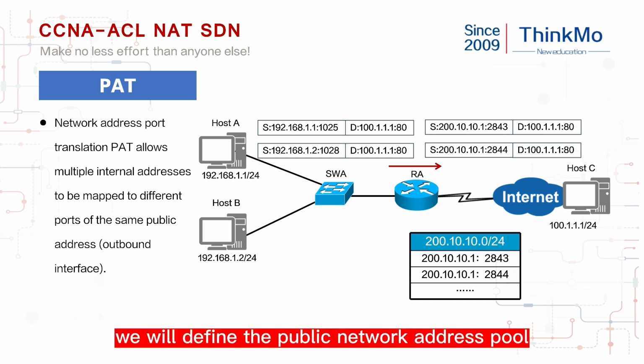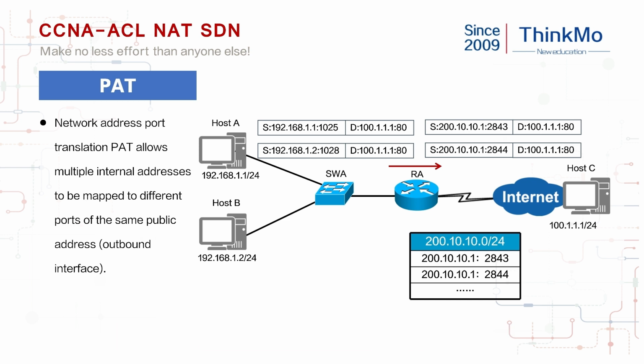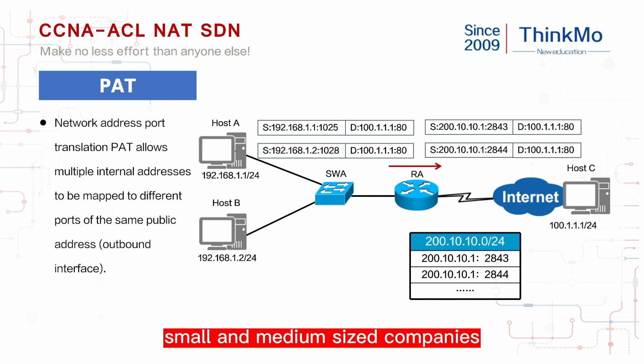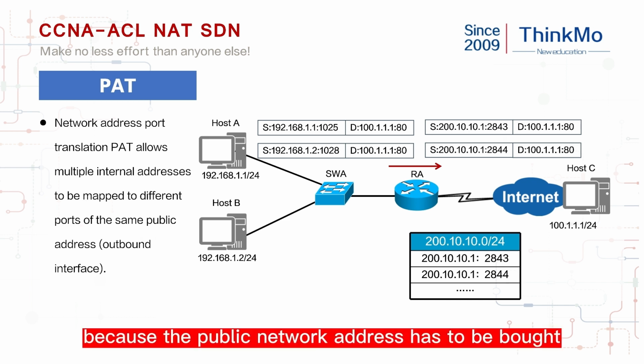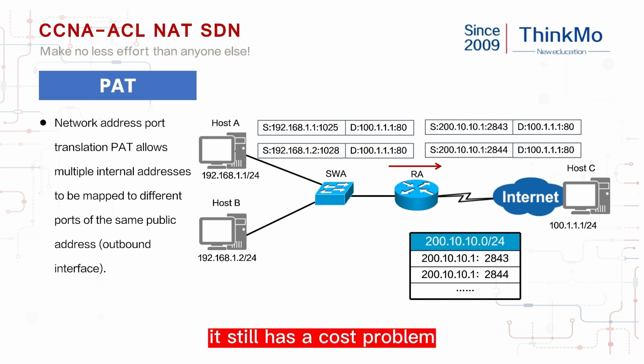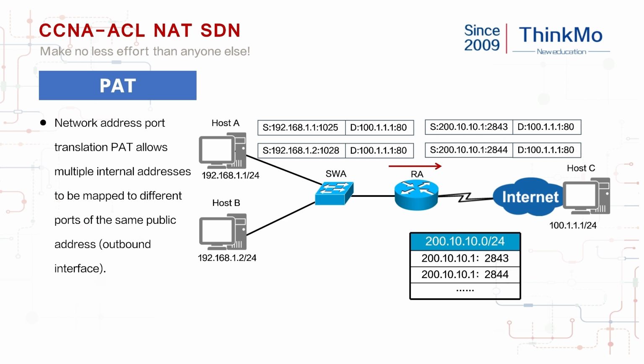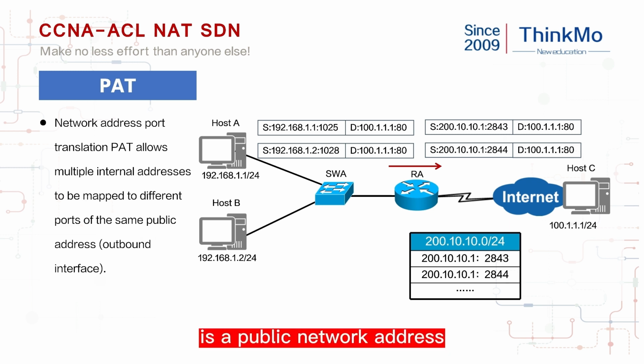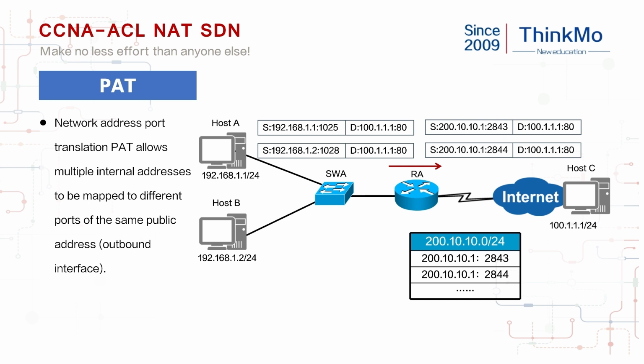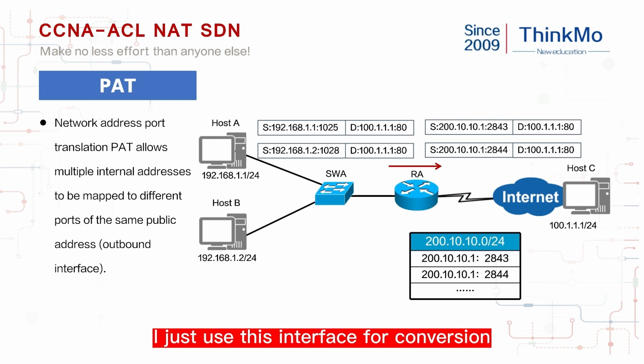So sometimes we will define the public network address pool. But for the vast majority of small and medium-sized companies, none of us do it this way, because the public network address has to be bought. It still has a cost problem. So what we use most now is, although there is no public network address pool, there is a public network address. The outbound interface that the router connects to the operator is a public network address. Then I will no longer define the public network address pool. I just use this interface for conversion.